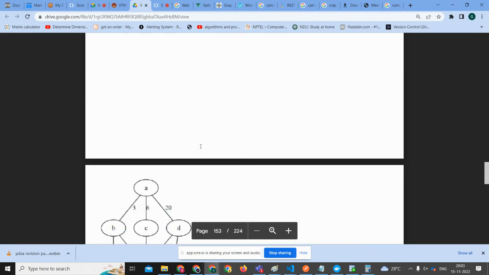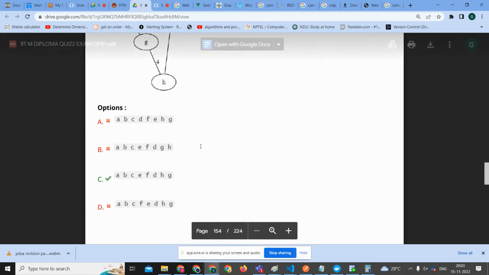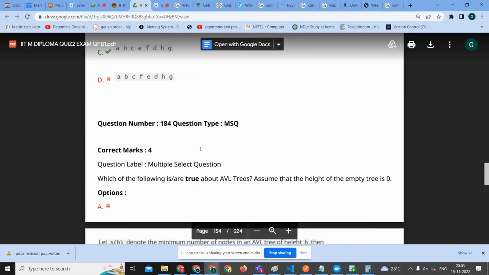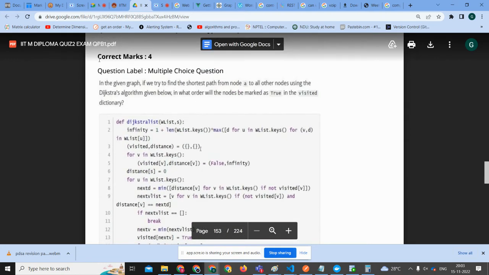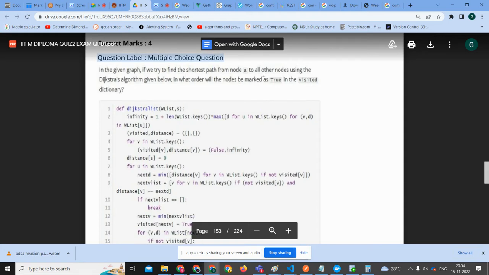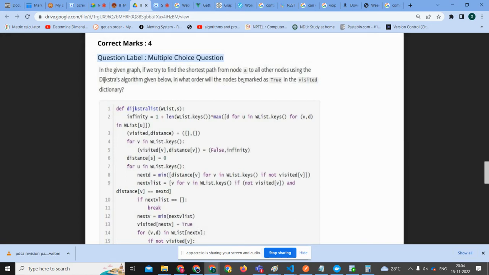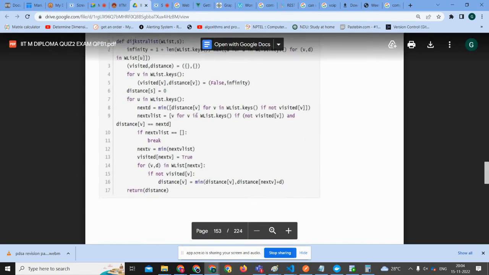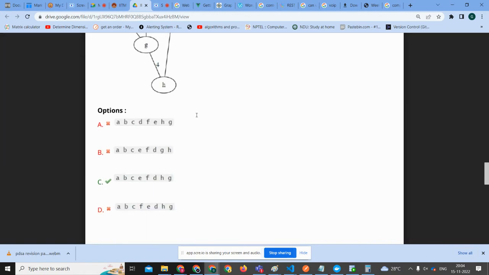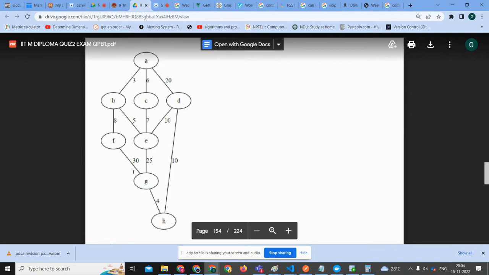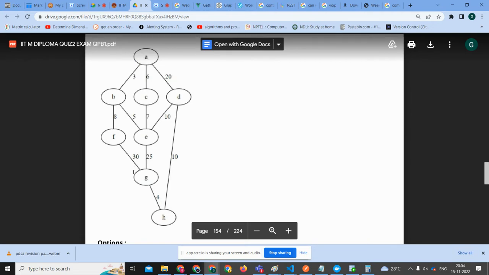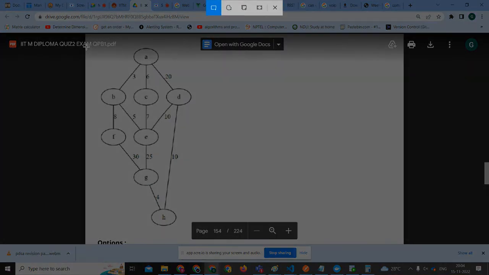We have a coding question here. So in the given graph, if we try to find the shortest path from node A to all other nodes using the Dijkstra's algorithm given below, in what order will the nodes be marked as true in the visited dictionary? And we have the options. This was similar to what we saw yesterday, but still we'll try to see what is here.